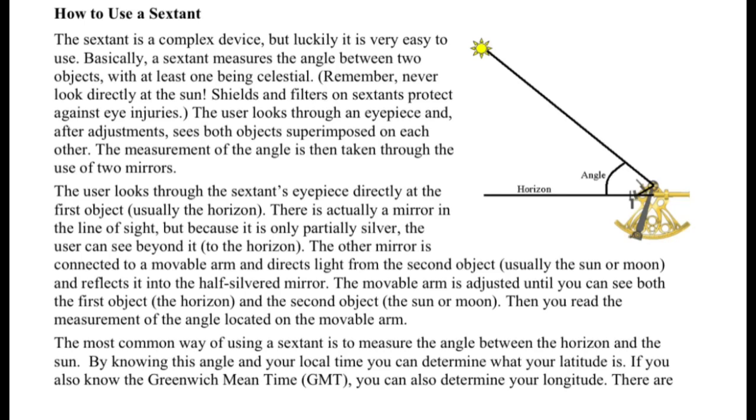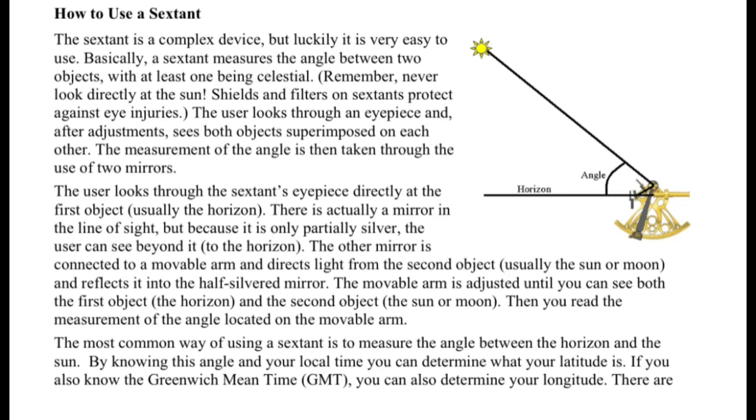The sextant is a complex device, but luckily it is very easy to use. Basically, a sextant measures the angle between two objects. I wonder what those two objects would be. With at least one being celestial. Remember, never look directly at the sun. Obviously, you'll go blind. Okay, the user looks through an eyepiece and after adjustments sees both objects superimposed on each other.